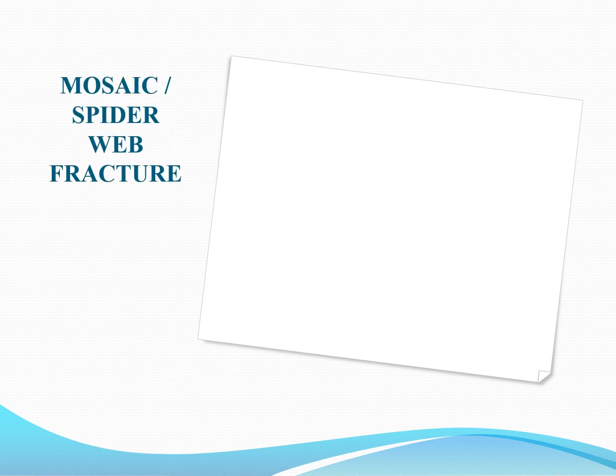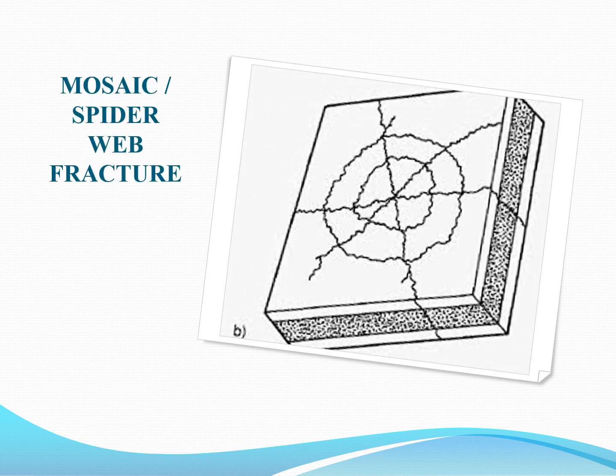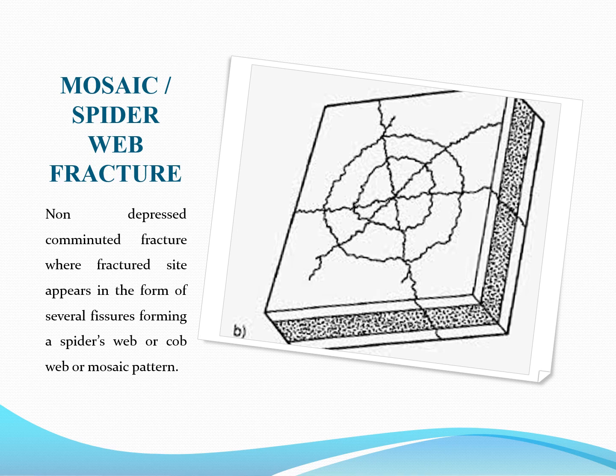Mosaic or spiderweb fracture. It is a non-depressed comminuted fracture where the fracture site appears in the form of several fissures taking the form of a spider web or mosaic pattern. So it is just like a spider web.